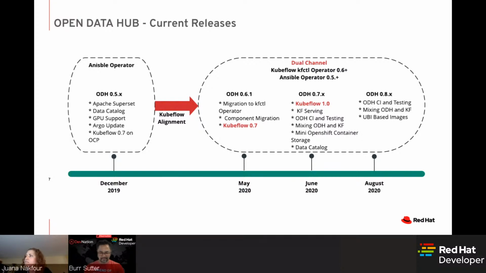And at the end of August, this is a little bit more the 0.8, and it's a loose roadmap here. Might change, we might add or move some of the stuff. We want to have every single image in Open Data Hub UBI based. We want to finish the mixing of Open Data Hub and Kubeflow. And of course, we want to get our testing CI/CD process finalized or maybe improved upon. So that's it for the roadmap.